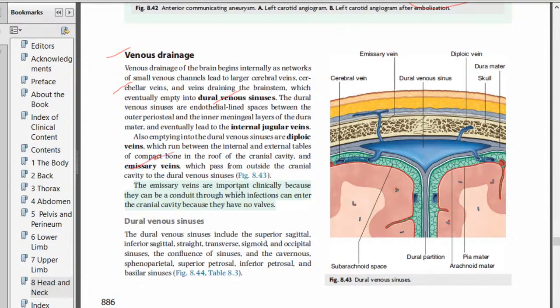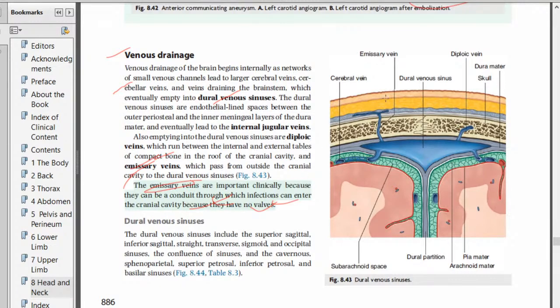The emissary veins are important clinically because they can be a conduit through which infection can enter the cranial cavity, because they have no valves. So it is important to note that emissary veins have no valves and can act as a conduit where infection can enter into the cranial cavity.